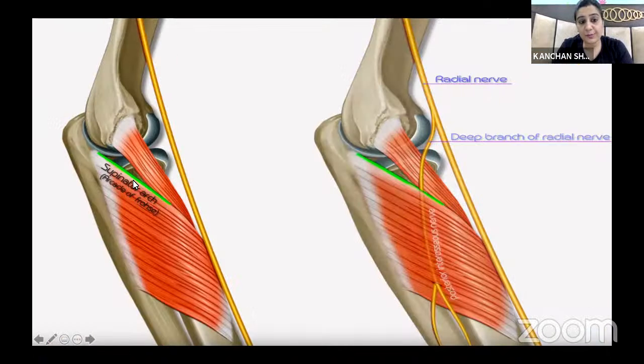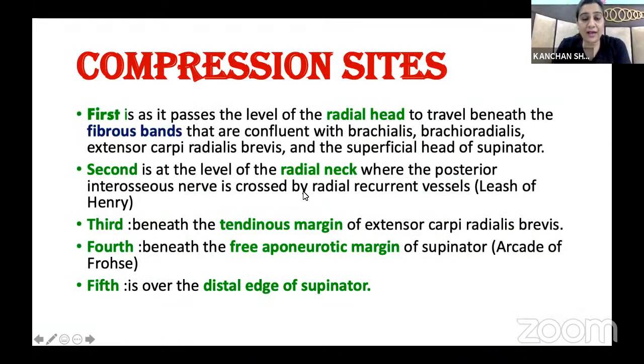So this is the supinator, the proximal portion, which looks like this, is also known as the arcade of Frohse. Okay, and this is the distal portion. Fine. So you can have compression of this nerve at various sites. You can have it at the radial head. We have learned that at the radial head, it divides into a superficial and the deep branch.